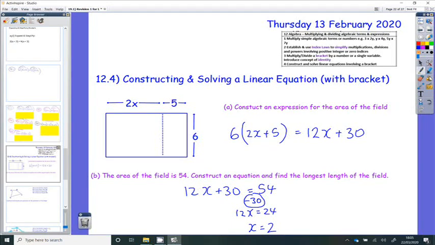Now we're being asked to work out the longest length of the field. Well, the longest length is going to be the 2x plus 5. So our longest length is 2x plus 5. We've just worked out that x is 2. So 2 lots of 2 plus 5. So we know that our longest length is 9.